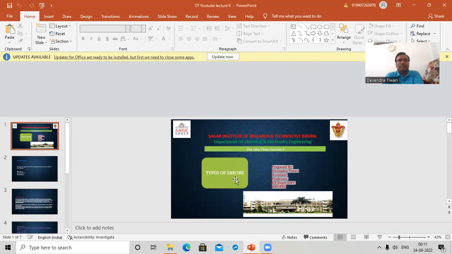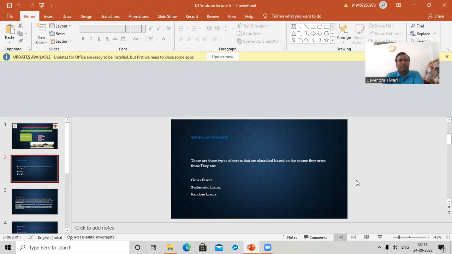We start with what are types of errors in instruments. We will move to the first slide. So we are proceeding to our types of error. First of all, we should know what are the types of errors in instrumentation. There are three types of errors that are classified based on the source they arise from. They are gross errors, systematic errors, and random errors.